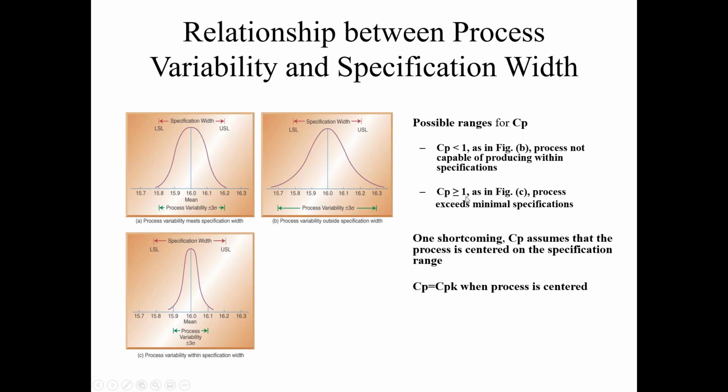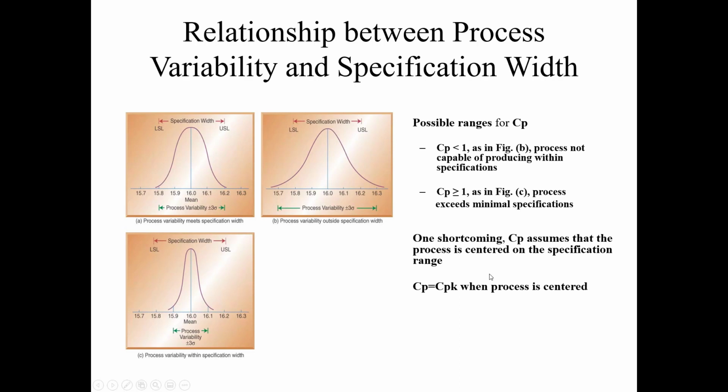When Cp is greater than 1, as in figure C, you can see this one, a process exceeds minimal specification. So most of the area is between the upper and this is the lower. But in this case, most of the area is out, because in this case Cp is less than 1. In this case, Cp, this is your upper and this is your lower, so the whole histogram is inside. So that is why the process exceeds minimal specification, and Cp is greater than 1, so the process is capable.